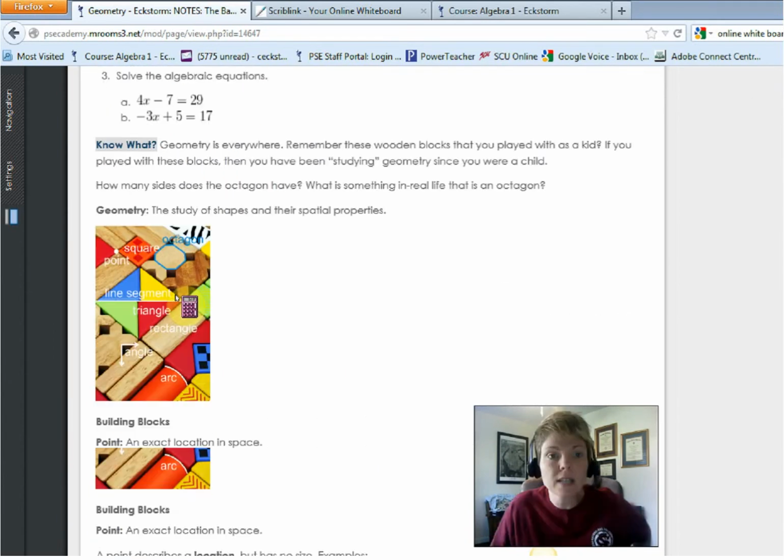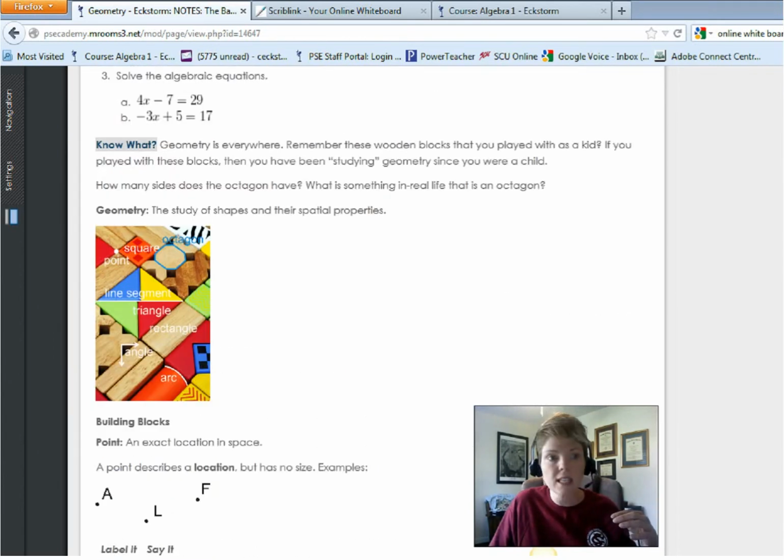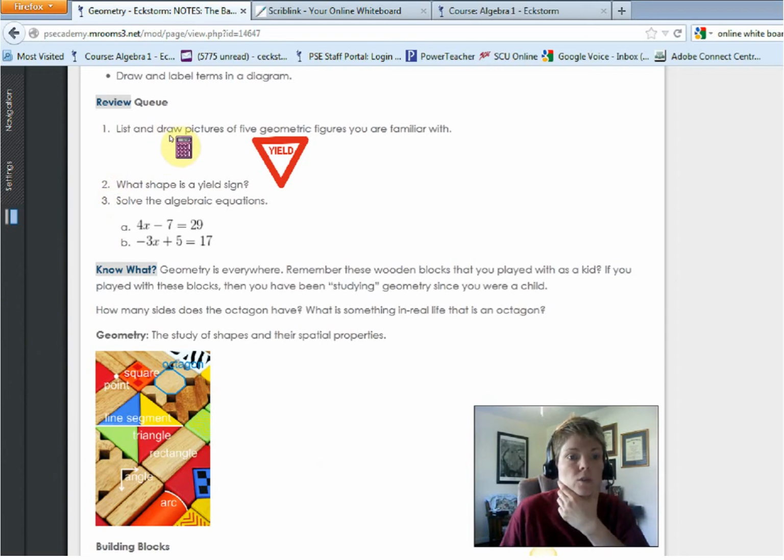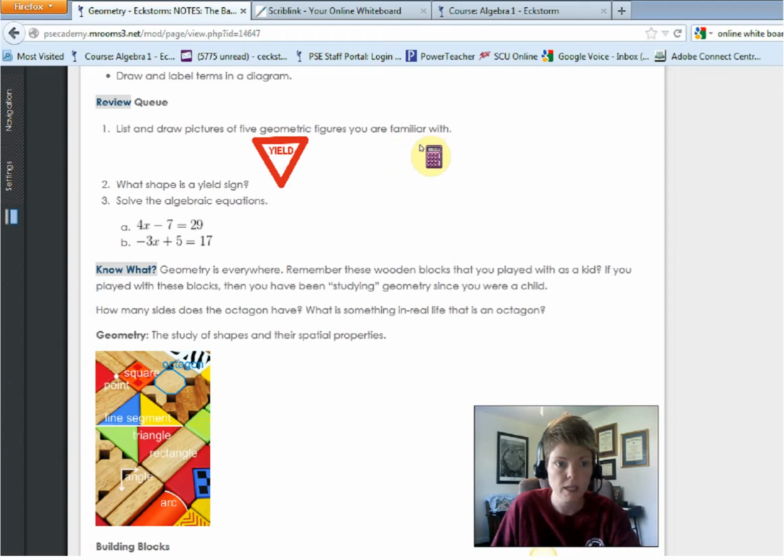So in your notes, some of this stuff I'm going to say you need to write down and not spend time on during the recording. I'm going to be teaching you during this recording. All right, so list and draw pictures of 5 geometric figures you are familiar with. Easy enough, right? Do that on your paper. You need to actually do this.